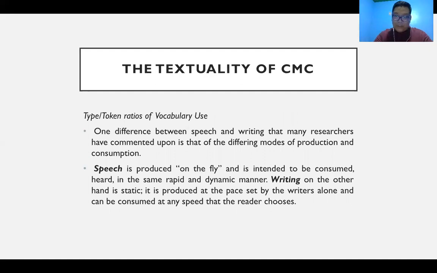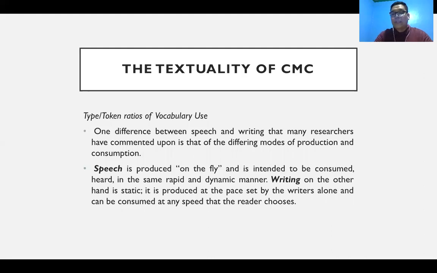As I mentioned a while ago, to better understand the differences among these three types of discourses, spoken, written, and computer-mediated, we'll dwell first on understanding the textual or the linguistic features of computer-mediated communication. One key element here is knowing what type or token ratios of vocabulary use there is in the computer-mediated communication.